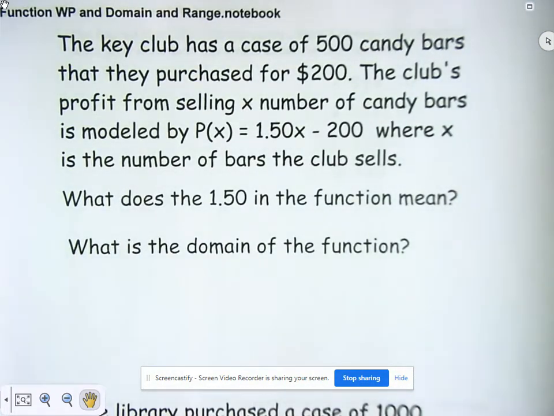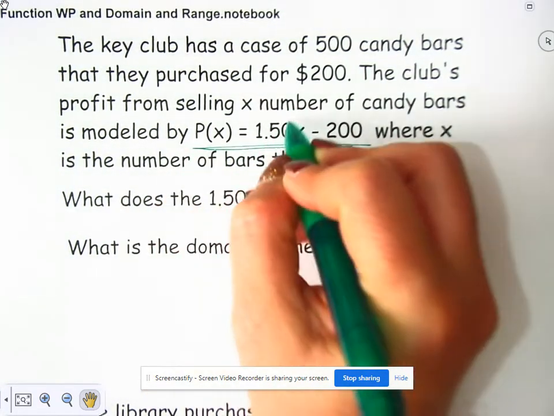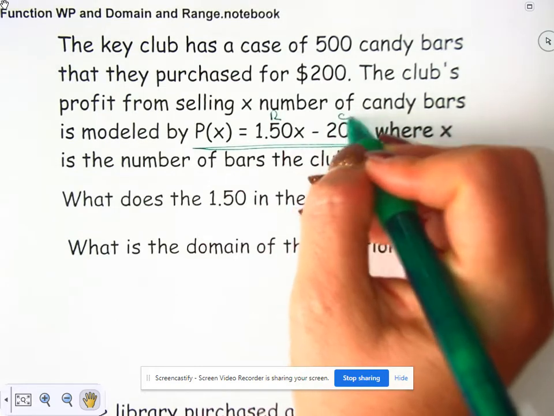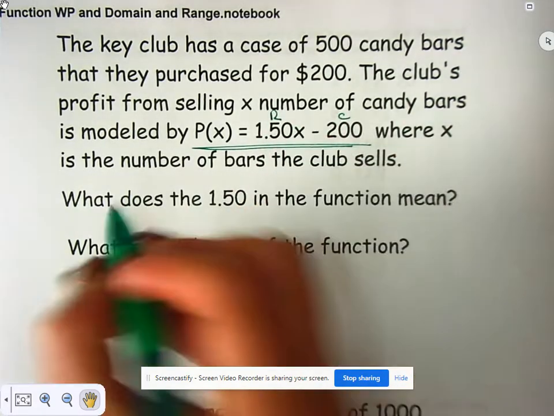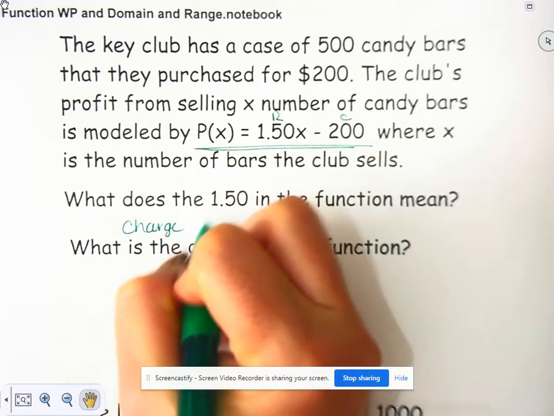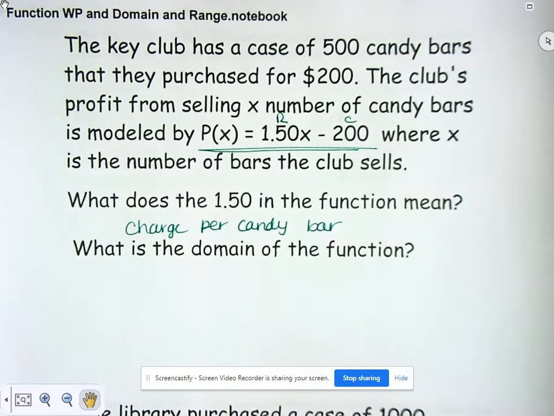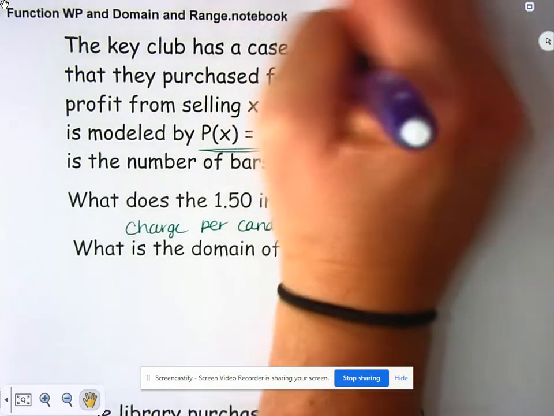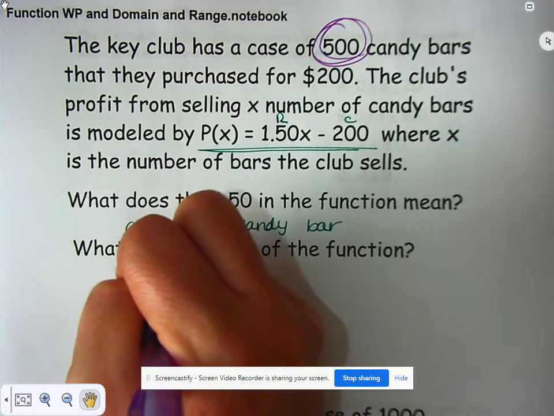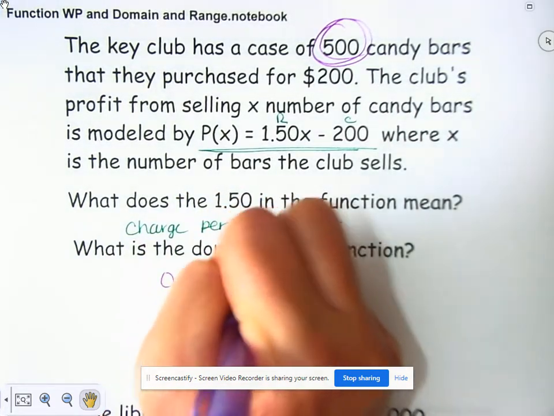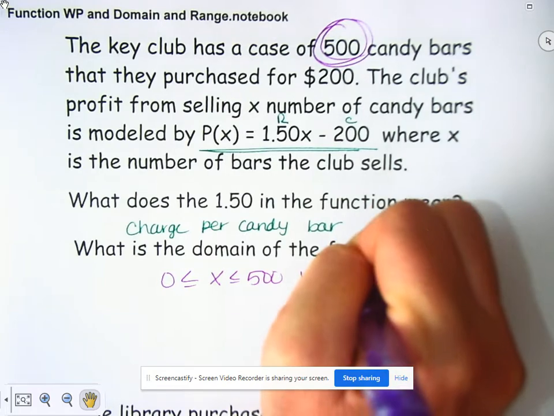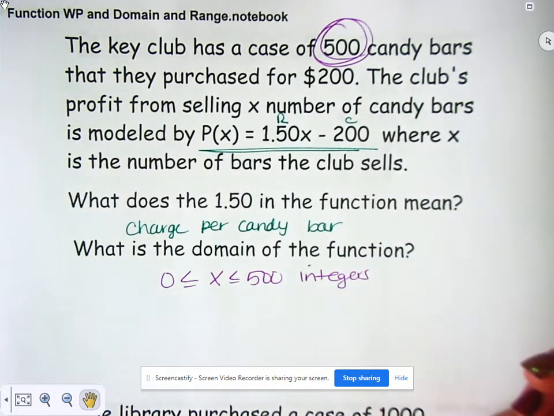All right. The Key Club has a case of 500 candy bars they purchased for $200. So they gave us the equation already. The profit equals this is our revenue, $1.50, and this is our cost. So the $1.50 is the charge that we're going to give per candy bar. Then our domain is our x, which is our 500 candy bars that we have. So our domain is from 0 to 500. And again, that's going to be integers or whole numbers, something like that, that we know that they are not including decimals and fractions in there.